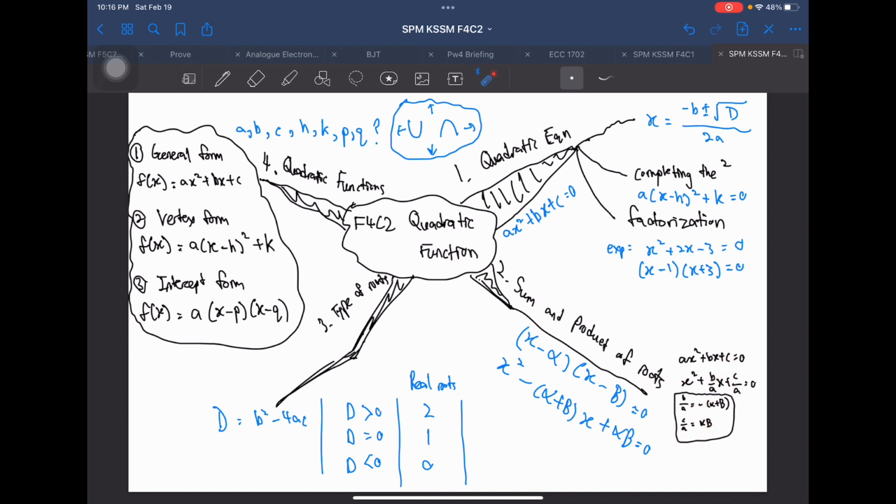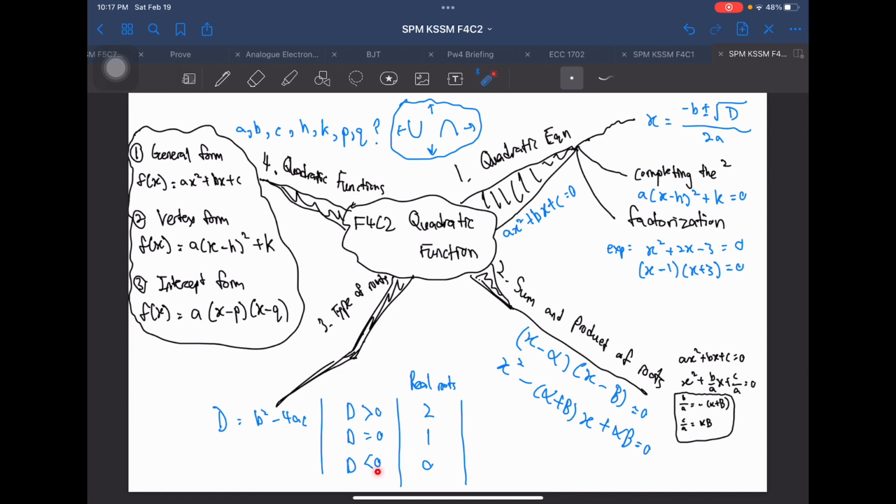The third part of this chapter is about the types of roots. You calculate the discriminant of a quadratic equation, b squared minus 4ac, and compare it with 0. If the discriminant is greater than 0, the quadratic equation has two different real roots. If the discriminant is equal to 0, the quadratic equation has only one real root.